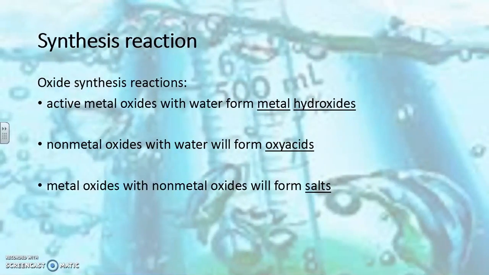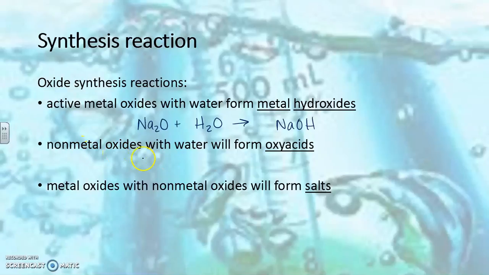Next, a synthesis reaction where you have an active metal oxide reacting with water. You're going to form metal hydroxides. An example would be sodium oxide reacting with water. These combine, and you end up with NaOH. Of course, you'll balance the equation, but this is all about predicting products, so you can balance the equations and check them with me. I do have them, but I want to keep going and make sure we get through all the information.